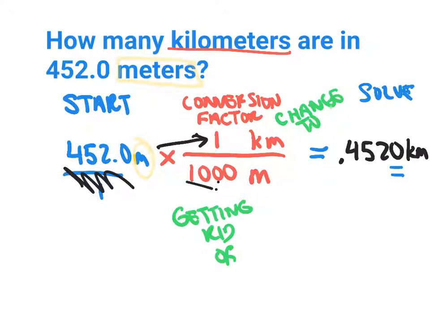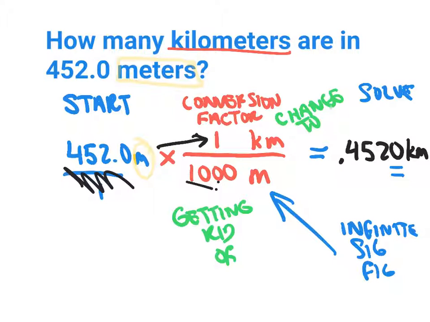Notice that I kept the 0 here. The reason I kept the 0 here is because in conversion factors, there are infinite sig fig. Conversion factors are actually counted. So there's infinite sig fig here. So the lowest sig fig comes from our starting value right here, which had 4 sig fig. Therefore, we need 4 sig fig in our answer, which is why I kept it at 0.4520 kilometers.